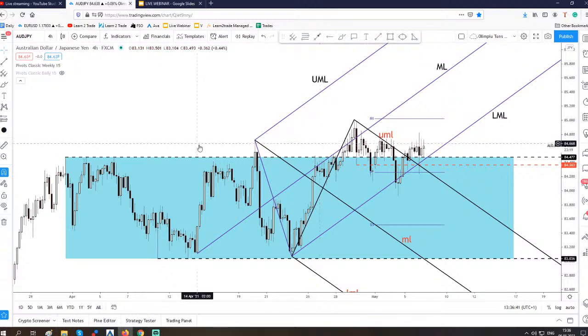And so let's talk about the Australian dollar versus the Japanese yen. Very important here.